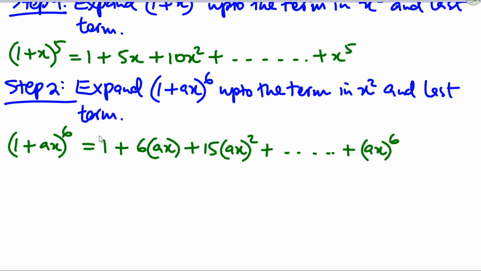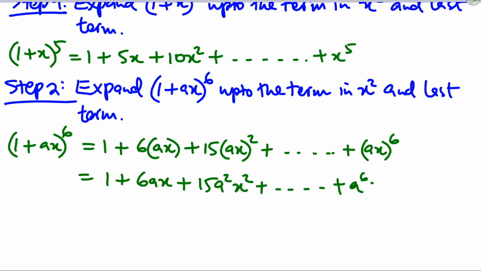So that will give us, if we simplify this, 1 + 6ax + 15a²x² plus whatever comes next, plus a^6 x^6. So at this stage, we can now find the product of the two expansions, and we need the terms up to x to the power 2 and the last term.